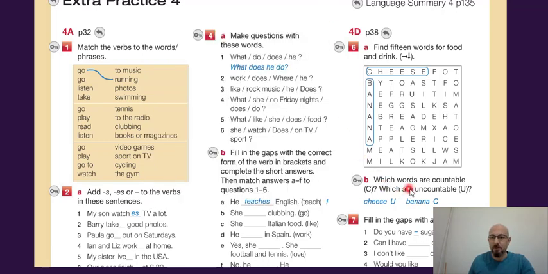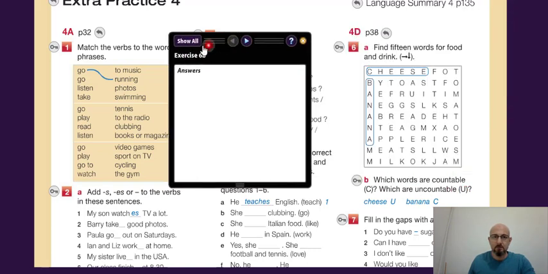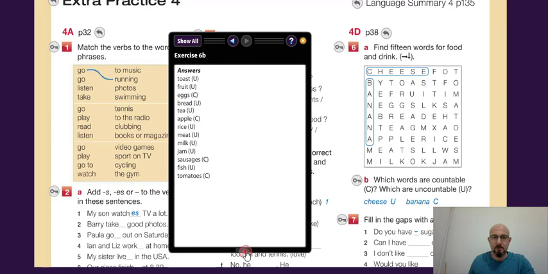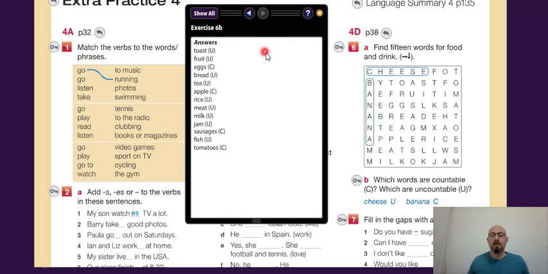Then here, which words are countable, write C, which are uncountable, write U. Okay, and here's the answer. Toast. Of course, maybe in some languages toast is countable, but here it is uncountable. They say a piece of toast. Okay, fruit is uncountable, but vegetable is countable. But this is the language. This is how English people say it.